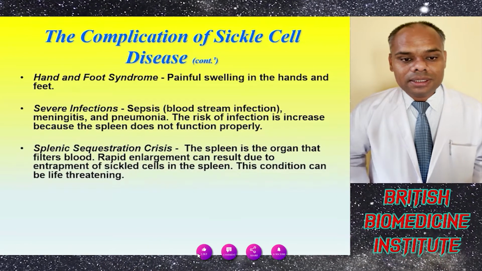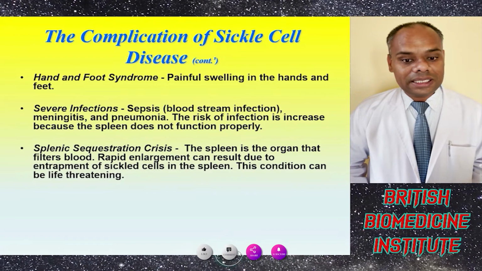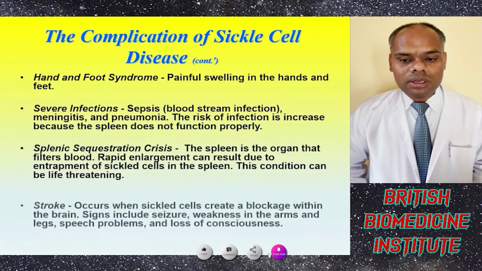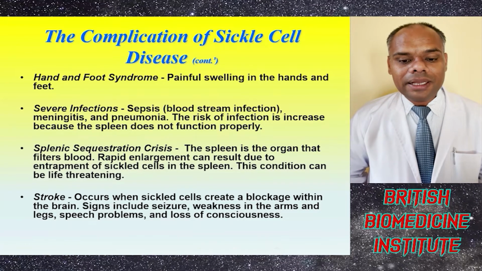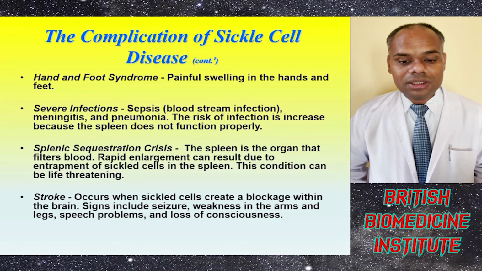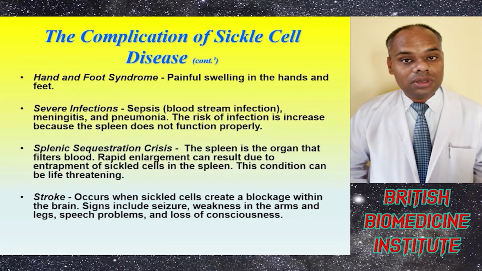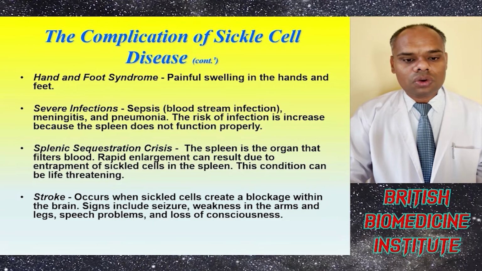And the next disease which can be there, splenic sequestration crisis. The spleen is the organ which filters the blood. If there is a rapid enlargement, then due to entrapment of sickle cells in the spleen, this condition can be life-threatening to the patient.